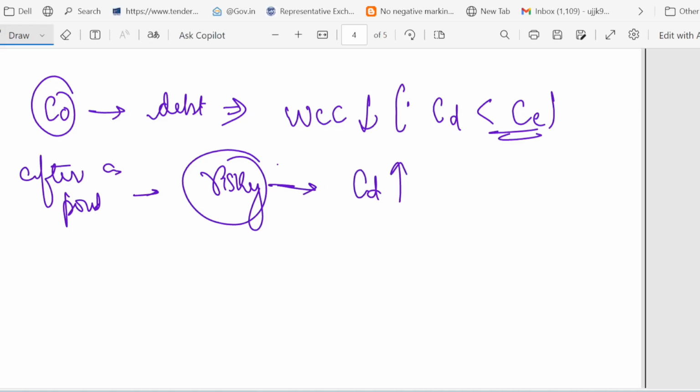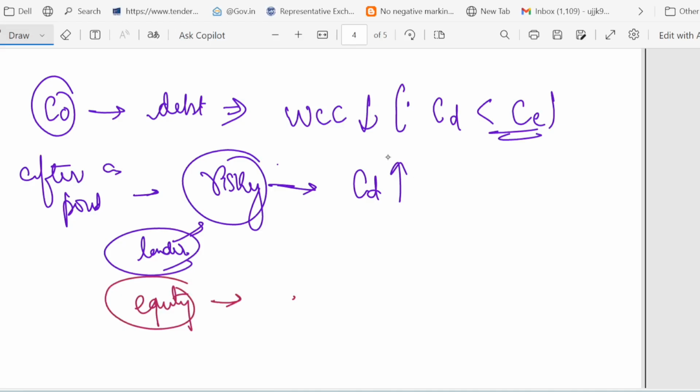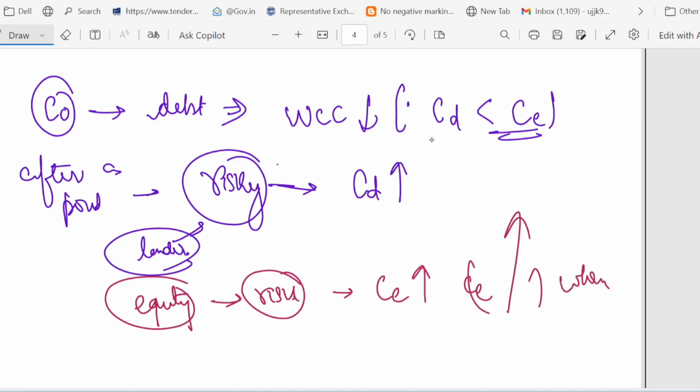At the same time, the equity investor, right? So this is risky from the lender's point of view. From the lender's point of view, the company is viewed as being risky. Similarly, at the same time, the equity investor also feels the extra risk. So the cost of equity also increases, and it increases sharply when leverage gets too high, when leverage is very, very high, right?